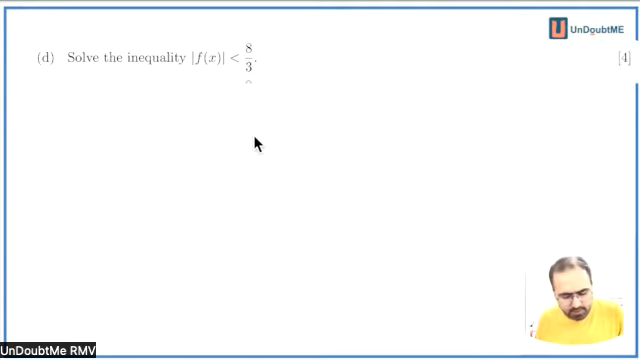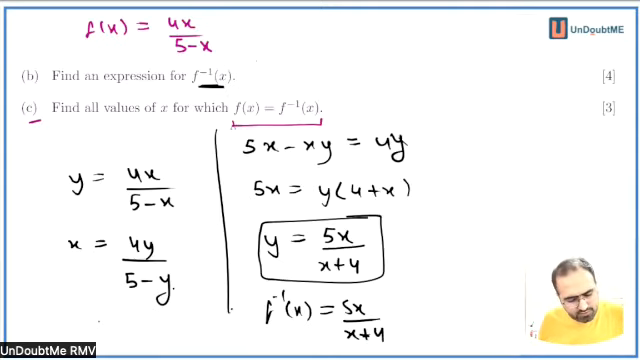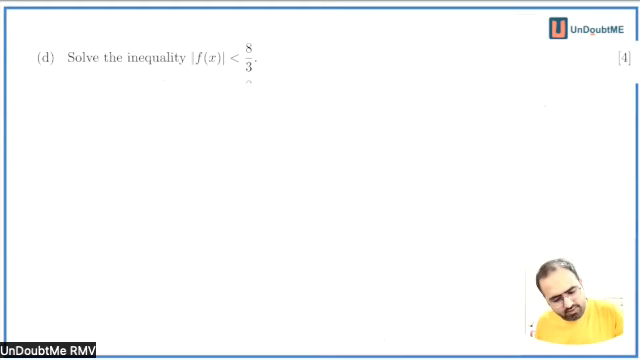solve the inequality. So originally the function is 4x upon 5 minus x. 4x upon 5 minus x. This is in the mod.